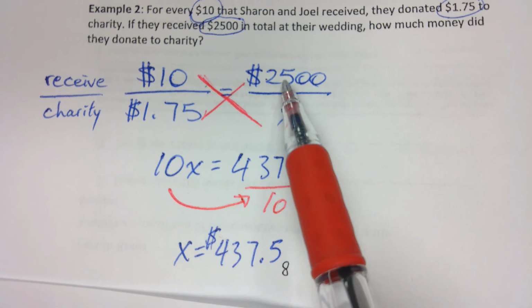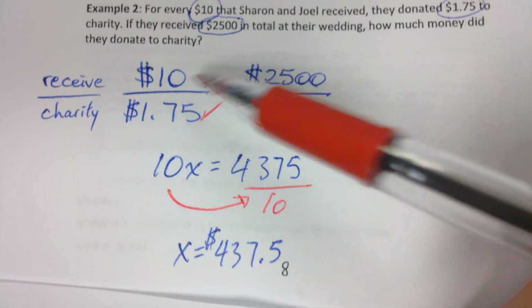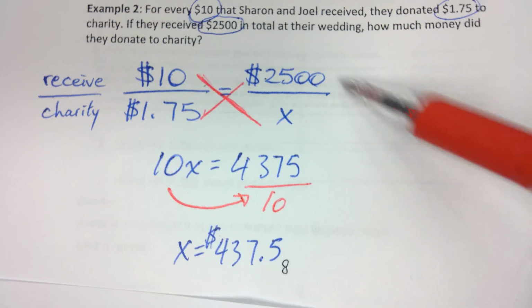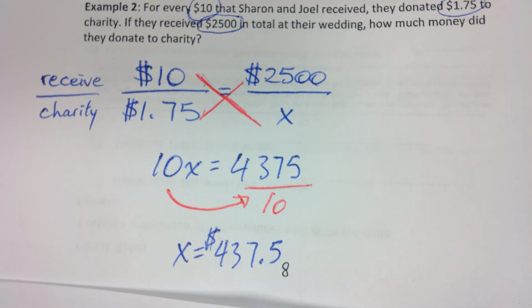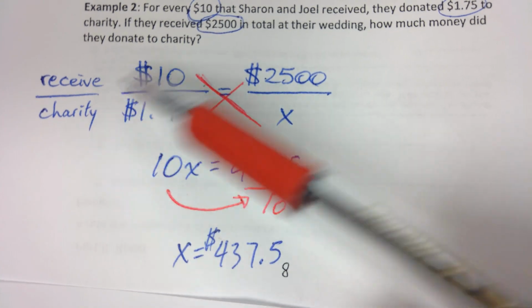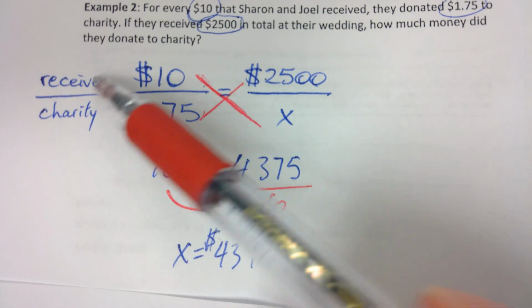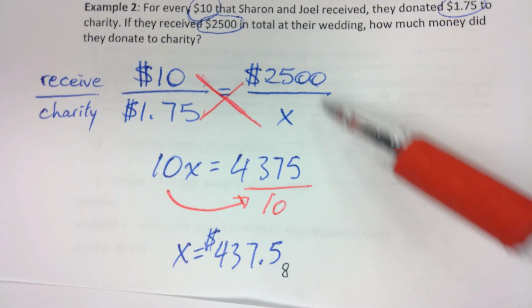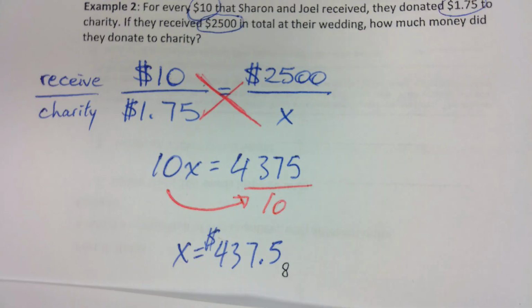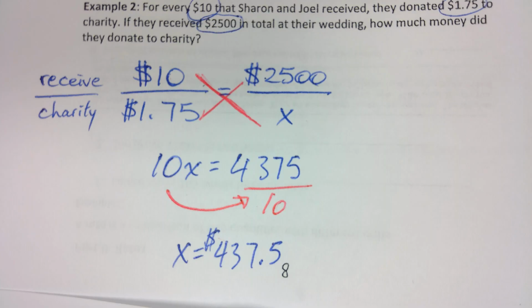So you could have this to this to this, or this to this to this. It's all the same ratio. I can even rewrite it and put the 175 on the top and 10 on the bottom. I just have to make sure on this side I also have x on the top then and 2,500 on the bottom. Okay, sounds good?